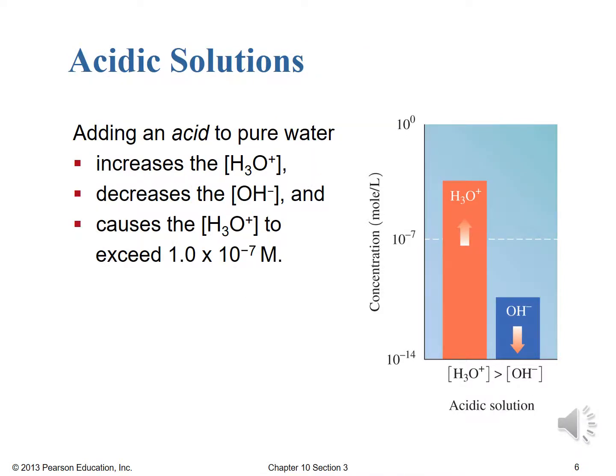If instead of a pure water sample, we add an acid, that's going to cause an increase in the H3O plus concentration, and it's also going to cause a decrease in the OH minus concentration, and that'll cause the H3O plus to exceed that 1.0 times 10 to the minus 7 molar concentration. It'll cause the OH minus to become less than that 1.0 times 10 to the minus 7 molar concentration. So we have relatively more H3O plus and less OH minus, and that's characteristic of an acidic solution, where H3O plus concentration is greater than OH minus concentration in a water-based acidic solution.